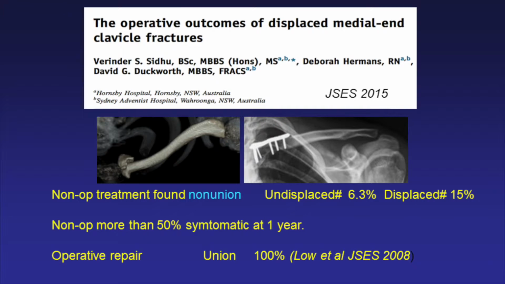The operative outcomes of displaced medial end clavicle fractures were looked at by Sidhu in 2015. If you treat medial clavicle fractures non-operatively, the non-union rate for an undisplaced fracture is 6.3%, and for displaced 15%. If you don't treat them, 50% of these patients are symptomatic at 1 year, and if one goes ahead and does an operative repair, you can expect probably about 100% union rate because it's quite a thick metaphyseal fragment.